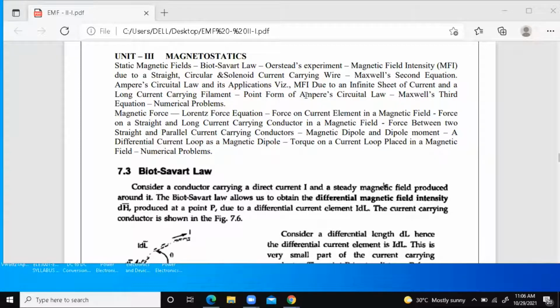So, just recapping what I just said: the equivalent of Coulomb's law in magnetostatics is the Biot-Savart law. So let us start off by looking at the definition.